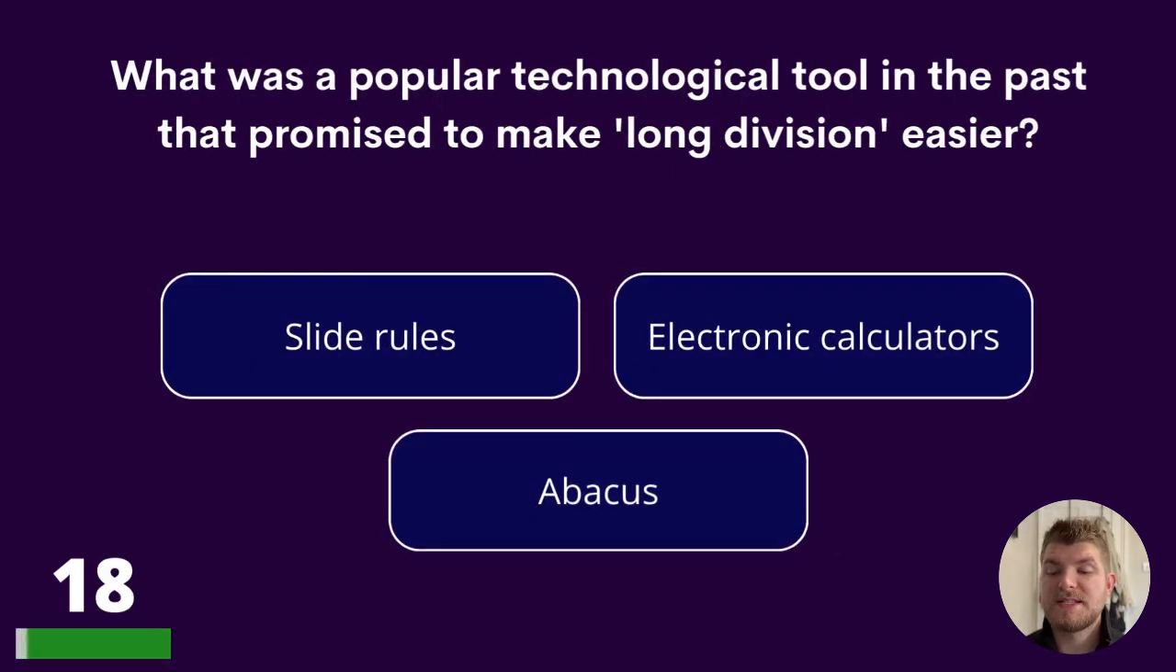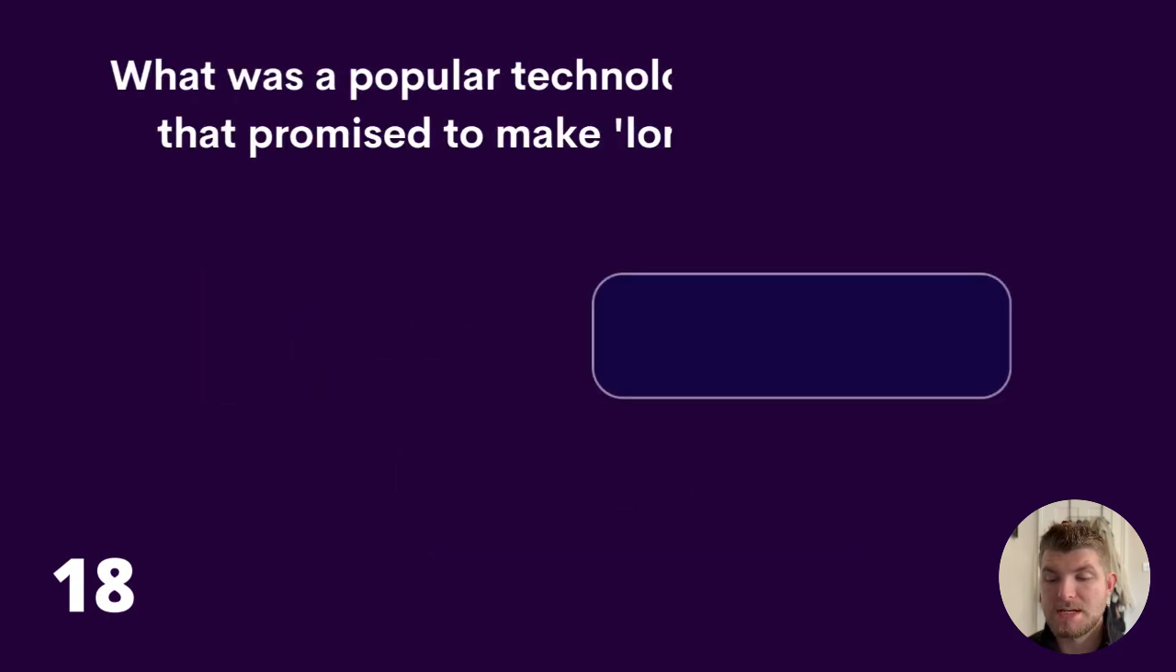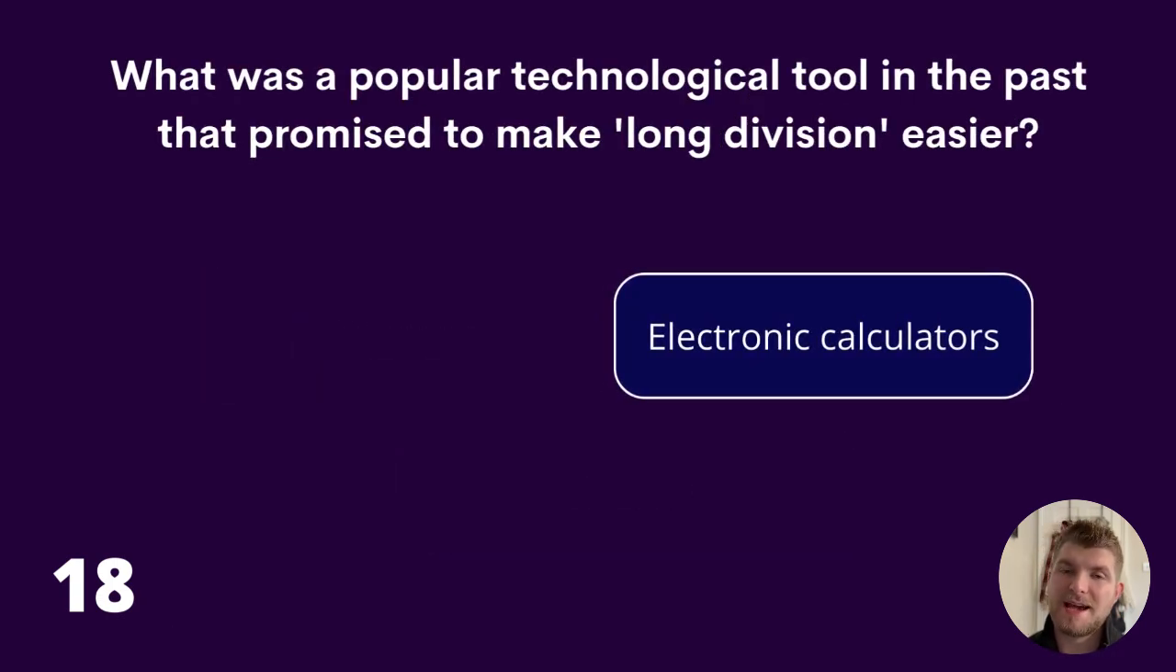18. What was a popular technological tool in the past that promised to make long division easier? Slide rules, electronic calculators, or abacus? The answer, electronic calculators.